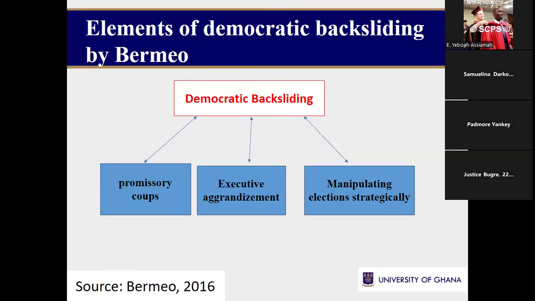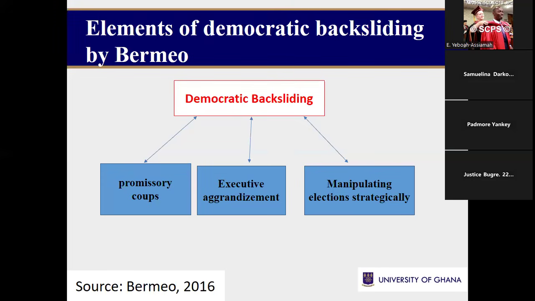So promissory coup, it means that, yes, Reggie Danso, keep that point very well. We will go to the Ghanaian situation, and I want you to read out this when we get to the Ghanaian situation of democratic backsliding.